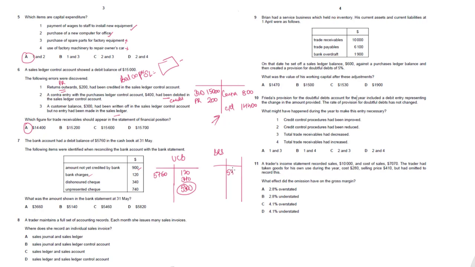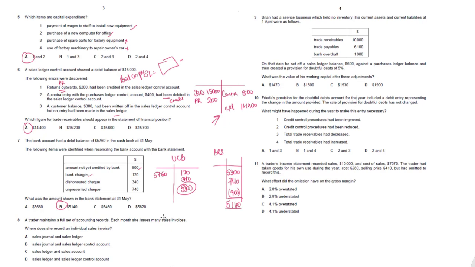Then prepare the bank reconciliation statement. It starts with the updated cash book balance. To this you add the unpresented check 740, subtract the uncredited deposits 900. So, 5140.